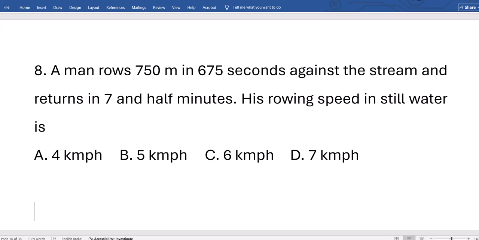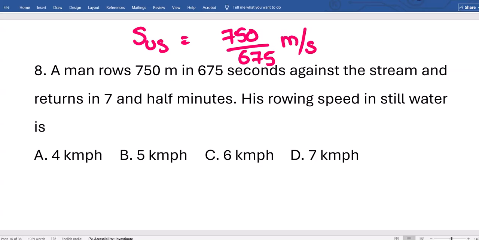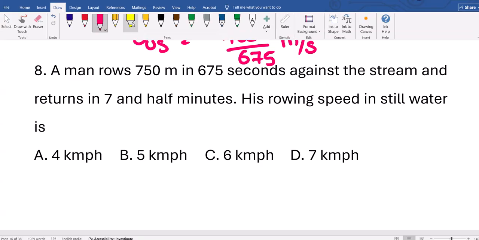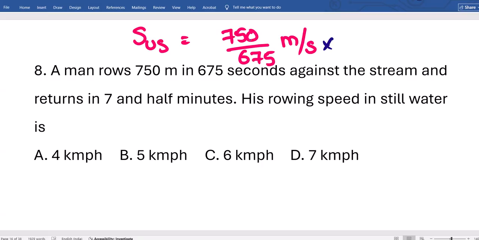A man rowed 750 meters in 675 seconds against the stream. Against the stream means nothing but upstream. Upstream 750 meters in 675 seconds. This is meters per second. The answer they're asking in kilometer per hour. If you want to convert meter per second into kilometer per hour, then you should multiply with 18 by 5.